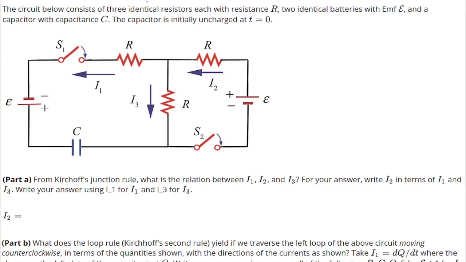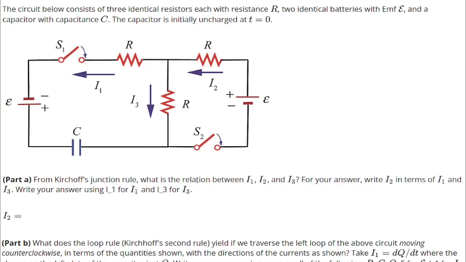The circuit below consists of 3 identical resistors, each with the resistance R, and 2 identical batteries with an EMF epsilon, and a capacitor with capacitance C. The capacitor is initially uncharged at t equals 0.